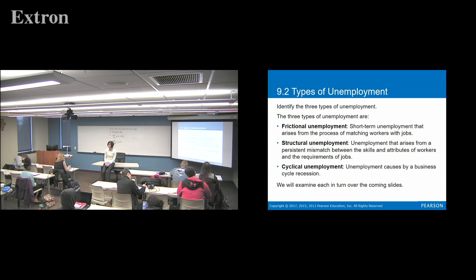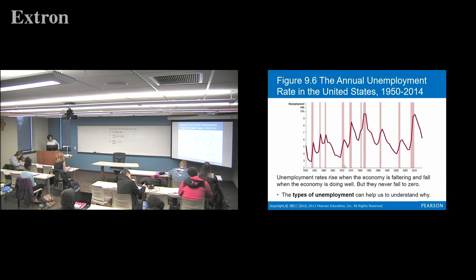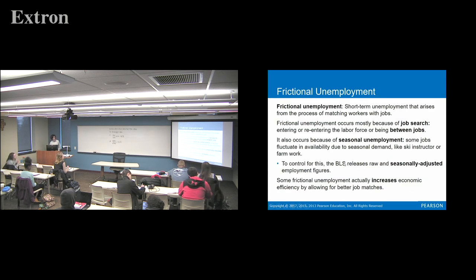So what did we have in 2007, 2009? What kind of unemployment? Mostly cyclical, right? Okay, so we're going to take a look at each one of these in a little bit more detail. There we go, frictional. This is normal, by the way. Frictional unemployment occurs because of job search, entering or re-entering the labor force, or being in between jobs.